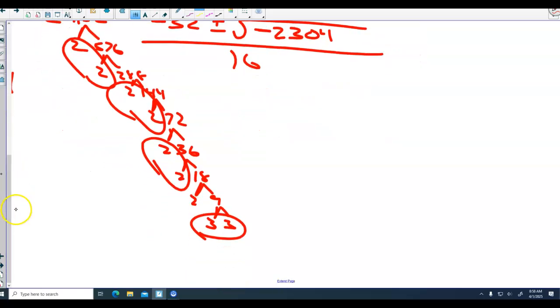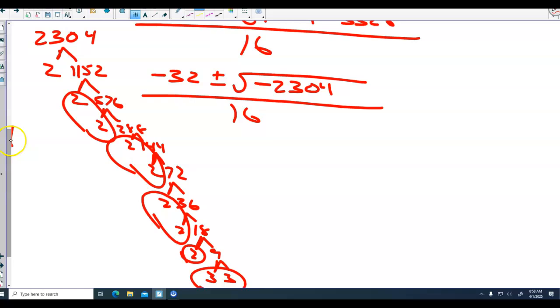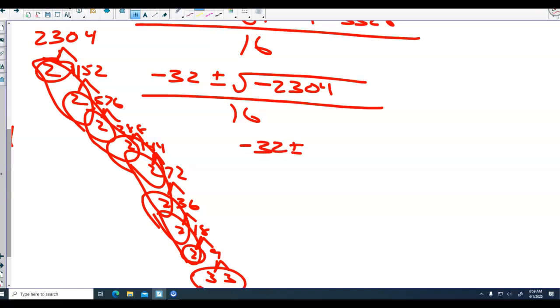And, oh, another pair of 2s right there. So let's go about it this way. One pair of 2s, 2 pair of 2s, 3 pair of 2s, 4 pair of 2s, and 1 pair of 3s. So 2 times 2 times 2 times 2 is 16. 16 times 3 is 48. So we get negative 32 plus or minus 48i over 16. So that's negative 2 plus or minus 3i is my answer.